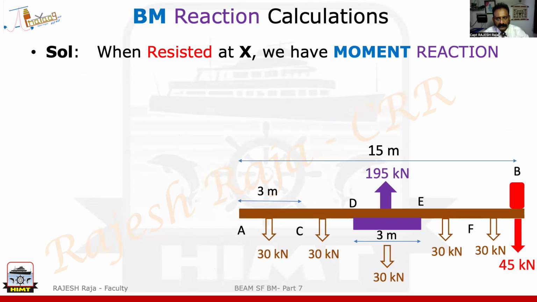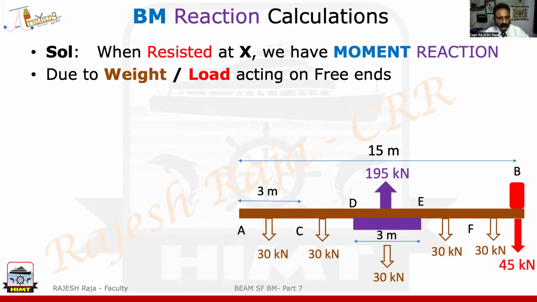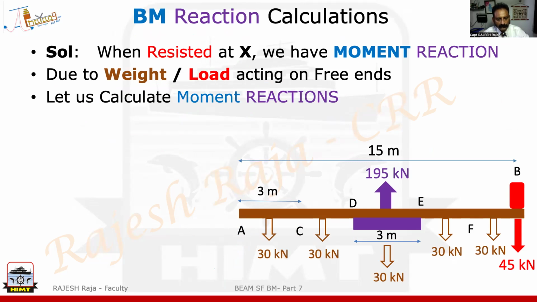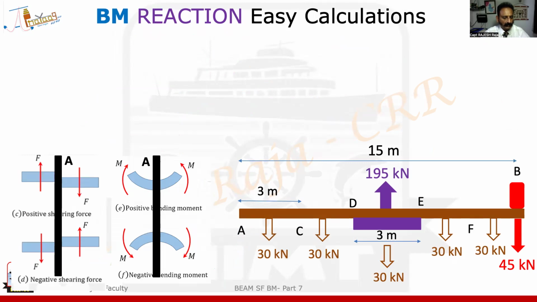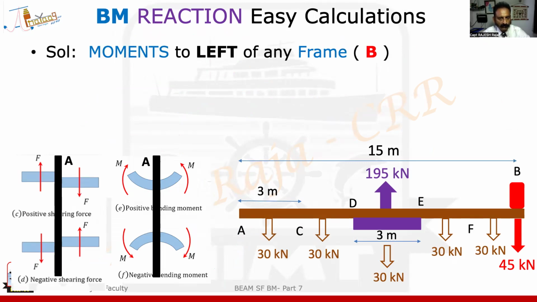At X, I have a reaction, due to the weight and the load acting at the free ends. So my job is to calculate the moment reactions. Let us calculate it. I'm going to take this diagram for rotational forces and the vertical forces. I'm going to use the left hand side.